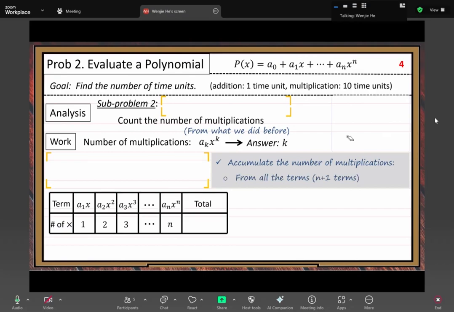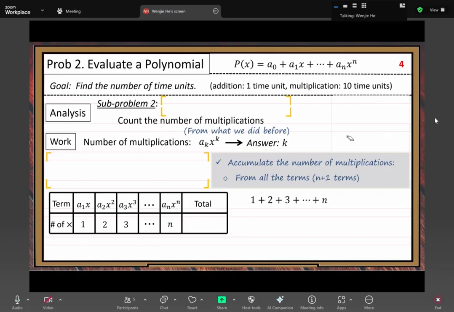Here I do a chart. Add up all the numbers of multiplication. The second term contributes 1 multiplication. The third term, 2 multiplications, and so on. The last term, n multiplications. Let's add up all these numbers to get a total.